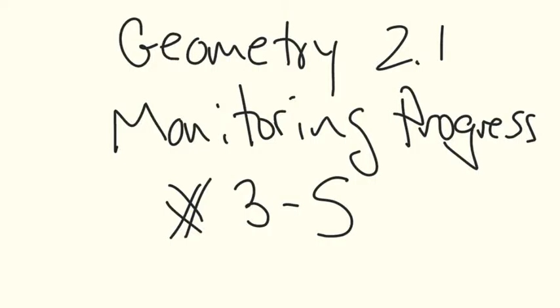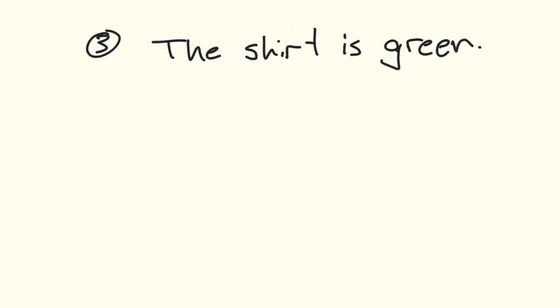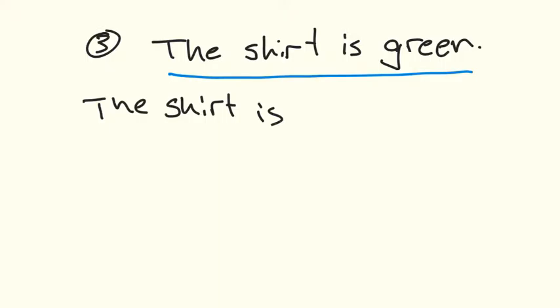Alrighty, so we got Geometry 2.1, monitoring progress, numbers 3 to 5. For 3 and 4, we are supposed to write out the negation of a statement. So the negation is just the opposite of the statement. So the shirt is green. Well, the negation of that statement is the shirt is not green. So you're just adding not to a statement.